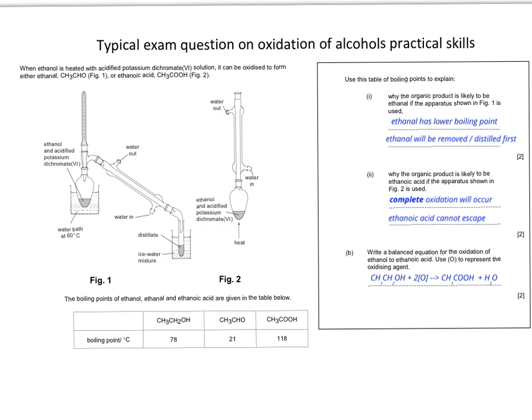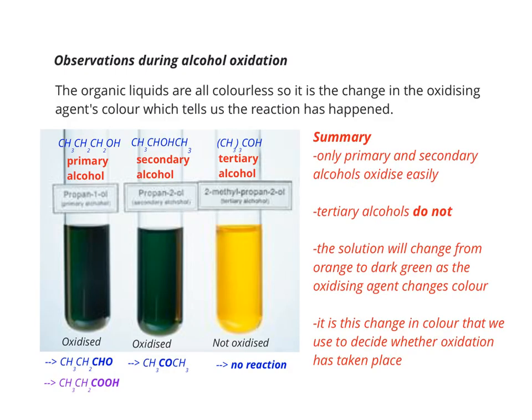Okay, the final thing we have to do is look at what you would observe in terms of the change of the colour of the oxidizing agent. Remember we said earlier that the dichromate ion is orange and the Cr3+ ion is dark green. So it's worth pointing out that the green colour you see is the Cr3+, and the orangey yellow colour is the original Cr2O7 2-.